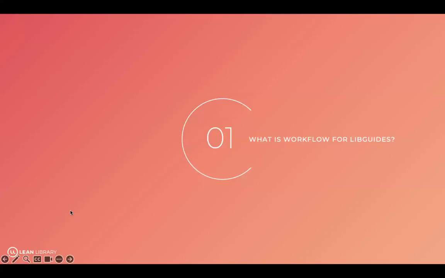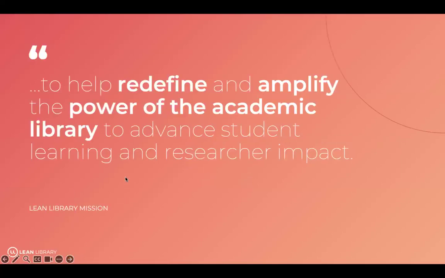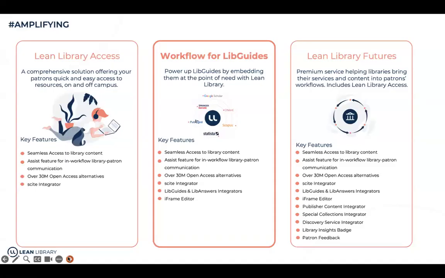One, what is Workflow for LibGuides? So just briefly, our main mission at Lean Library is to help you as librarians redefine and amplify the power of the academic library to advance student learning and researcher impact. Now, how do we do that? If you have Lean Library, you likely already know that we want to help you bring your students back to the library. That's why the various pop-ups exist, to tell your students, hey, we're here. And guess what? We can help you find this resource or this item that you're searching at the library. So this in turn promotes your resources at your library, and this is not limited to books, articles, and other publisher media. And that's where Workflow for LibGuides comes into play.